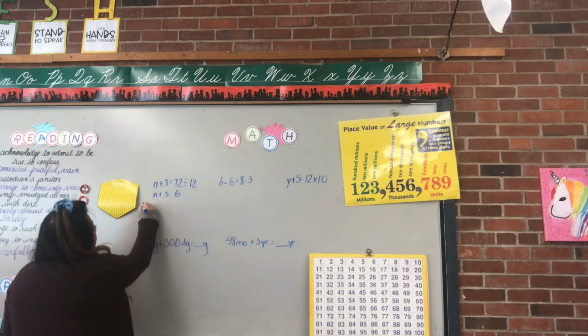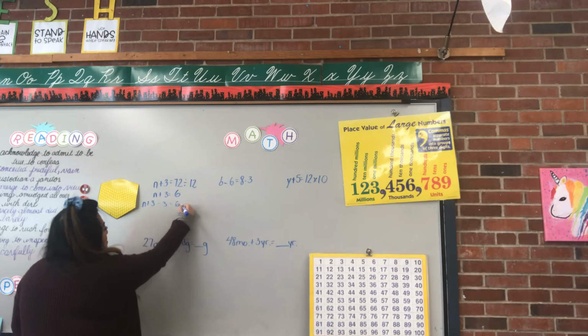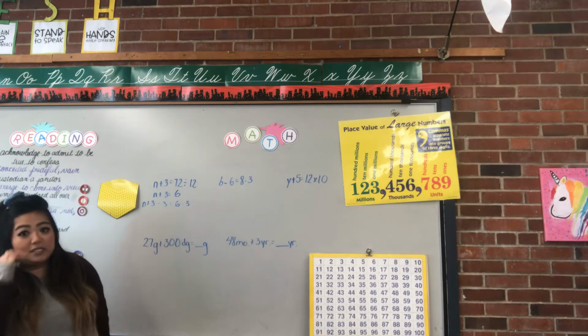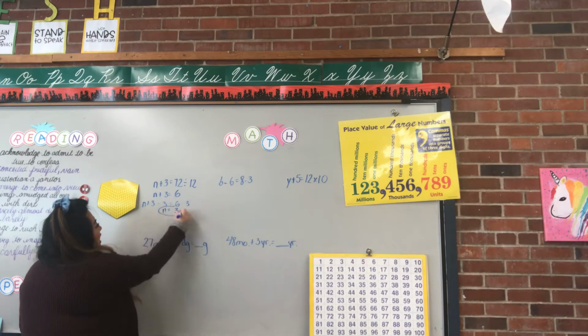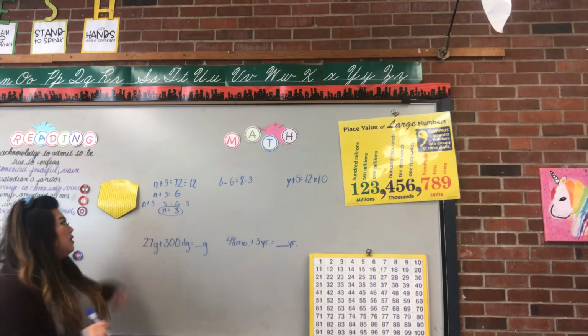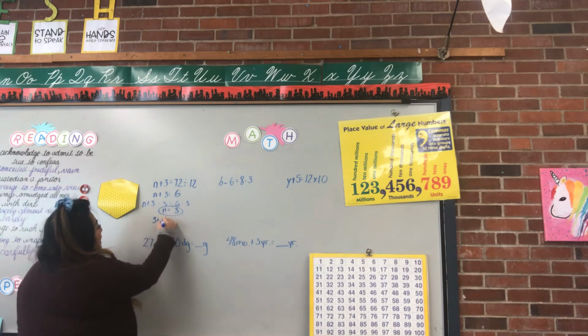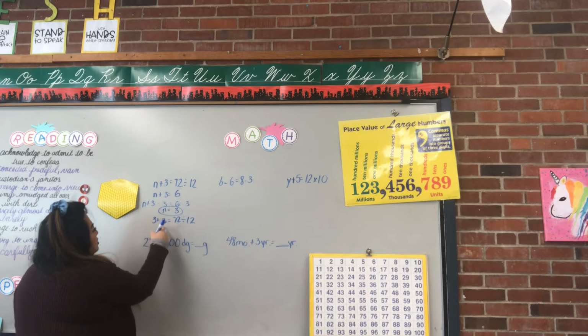So let's do it. N plus 3 minus 3 equals 6 minus 3. And what is 6 minus 3? 3. N equals 3. Circle that. Now to check it, we plug this back in. So instead of saying n plus 3, we do 3 plus 3 equals 72 divided by 12. And then 3 plus 3 is 6 equals 6.